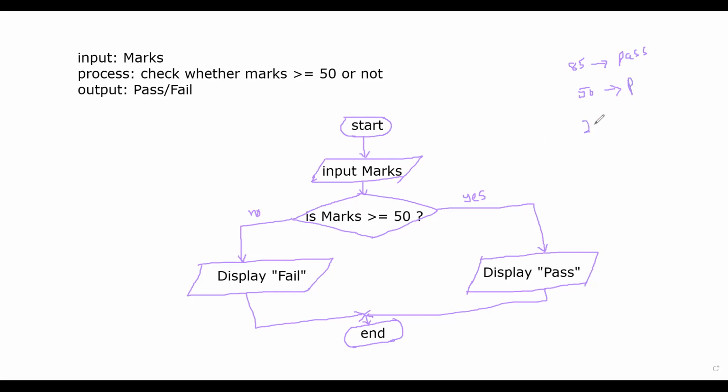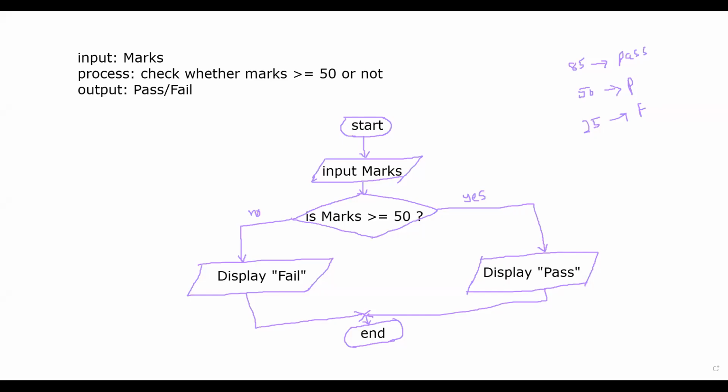Let's say 25. I'm just checking the values. You are checking whether 25 is greater than or equal to 50. Yes? No, right? So then it says fail. And then comes to an end. So you see that this is different from the sequence. Not all the steps are executed.